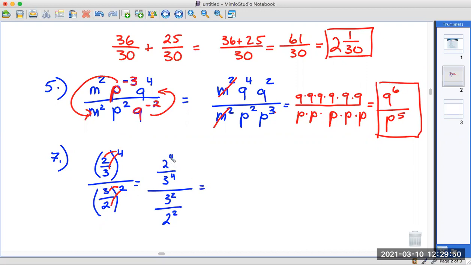Now I'm going to evaluate that. 2 to the power of 4 is 16. 3 to the power of 4 is, I believe, 81. And 3 squared is 9. And 2 squared is 4. So now this is, by the way, called a complex fraction. And we're really dividing two fractions. Really what's happening is it should look like this: 16 over 81 divided by 9 over 4. And when we divide fractions, we flip the second and multiply.